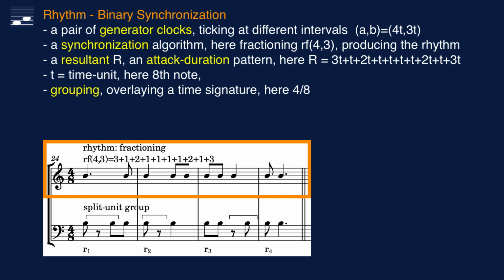The 4-3 fractioning attack duration series is shown here in numbers and in staff notation. The time unit is the 8th note. The total duration is 16 time units. When notating the rhythm, we also select a time signature. Thus, we may group the attack duration pattern into bars of music. Listen to this pattern.